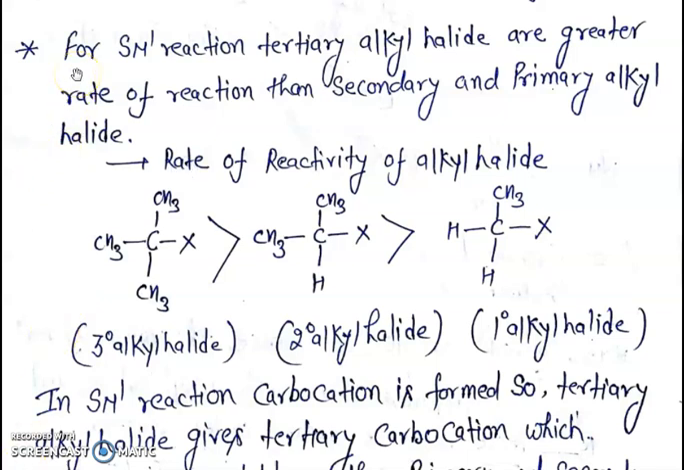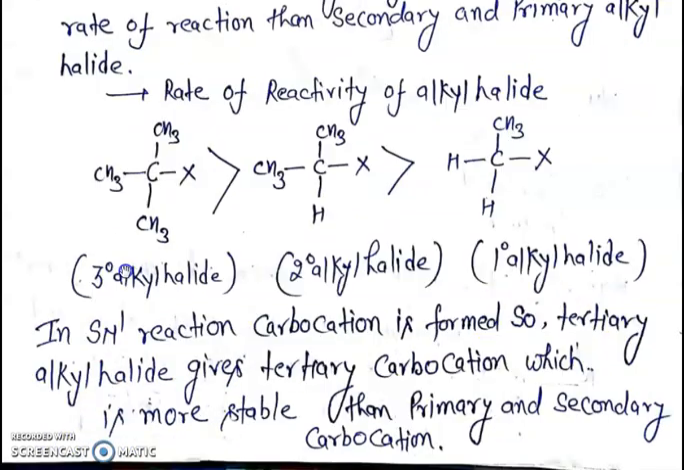For SN1 reaction, tertiary alkyl halide has a greater rate of reaction than the secondary and primary alkyl halide. The rate of reactivity of alkyl halide: tertiary alkyl halide is more reactive than the secondary alkyl halide, and the secondary alkyl halide is more reactive than the primary alkyl halide. In SN1 reaction, carbocation is formed, so tertiary alkyl halide gives the tertiary carbocation, which is more stable than the primary and secondary carbocation.